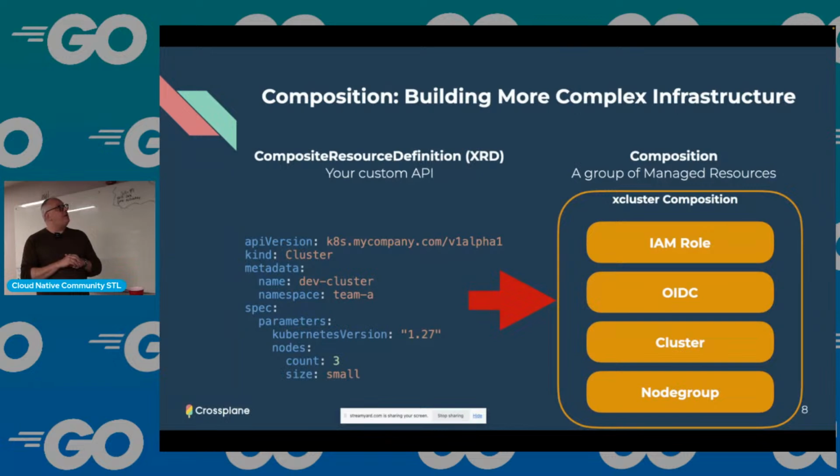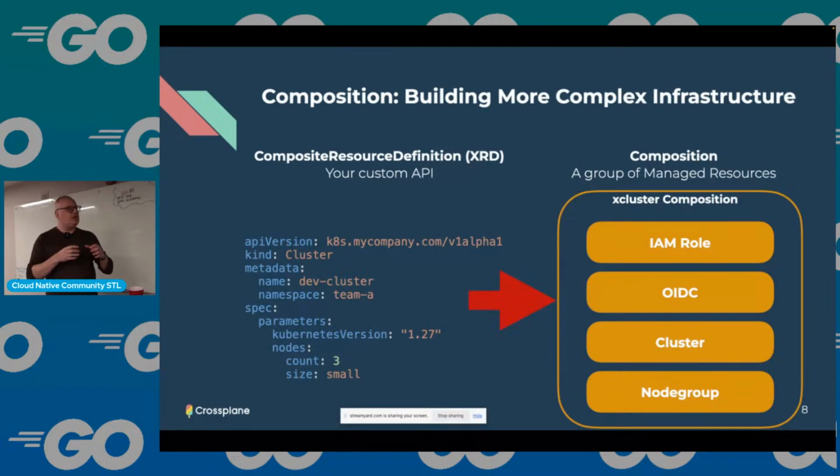So Crossplane has two things. It has this concept called composition. Now, if you've used other infrastructure tools, this would be similar to like a Terraform module. But there's some differences that I want to highlight. The first one is that you create something called a composite resource definition, which is like a CRD, but it's one that you create for your team, right?